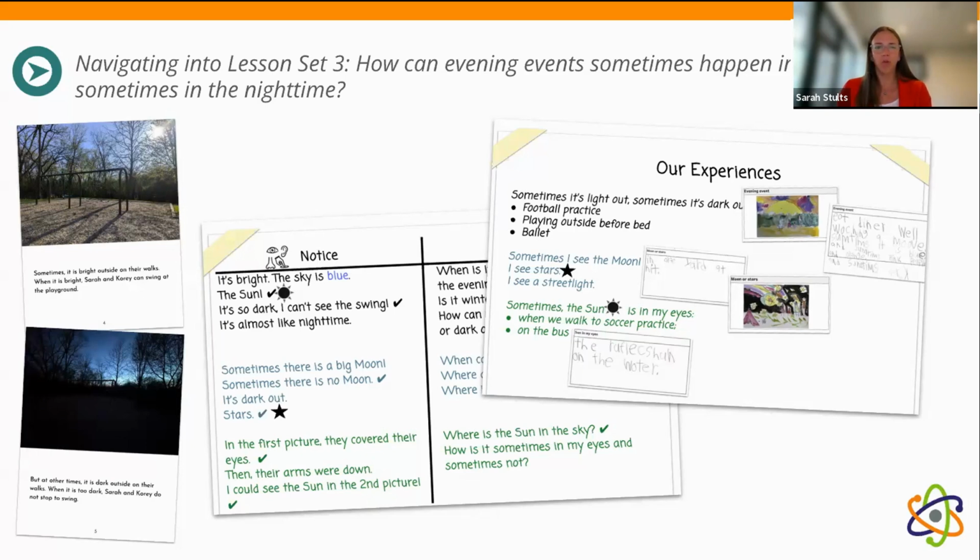nighttime. We return to the lesson 1 book to identify that in the book, one of the evening walks is happening in the daytime because we can observe the sun, but the other is in nighttime because we cannot observe the sun. So we construct a new lesson set 3 question. How can evening events sometimes happen in the daytime, but sometimes in the nighttime?